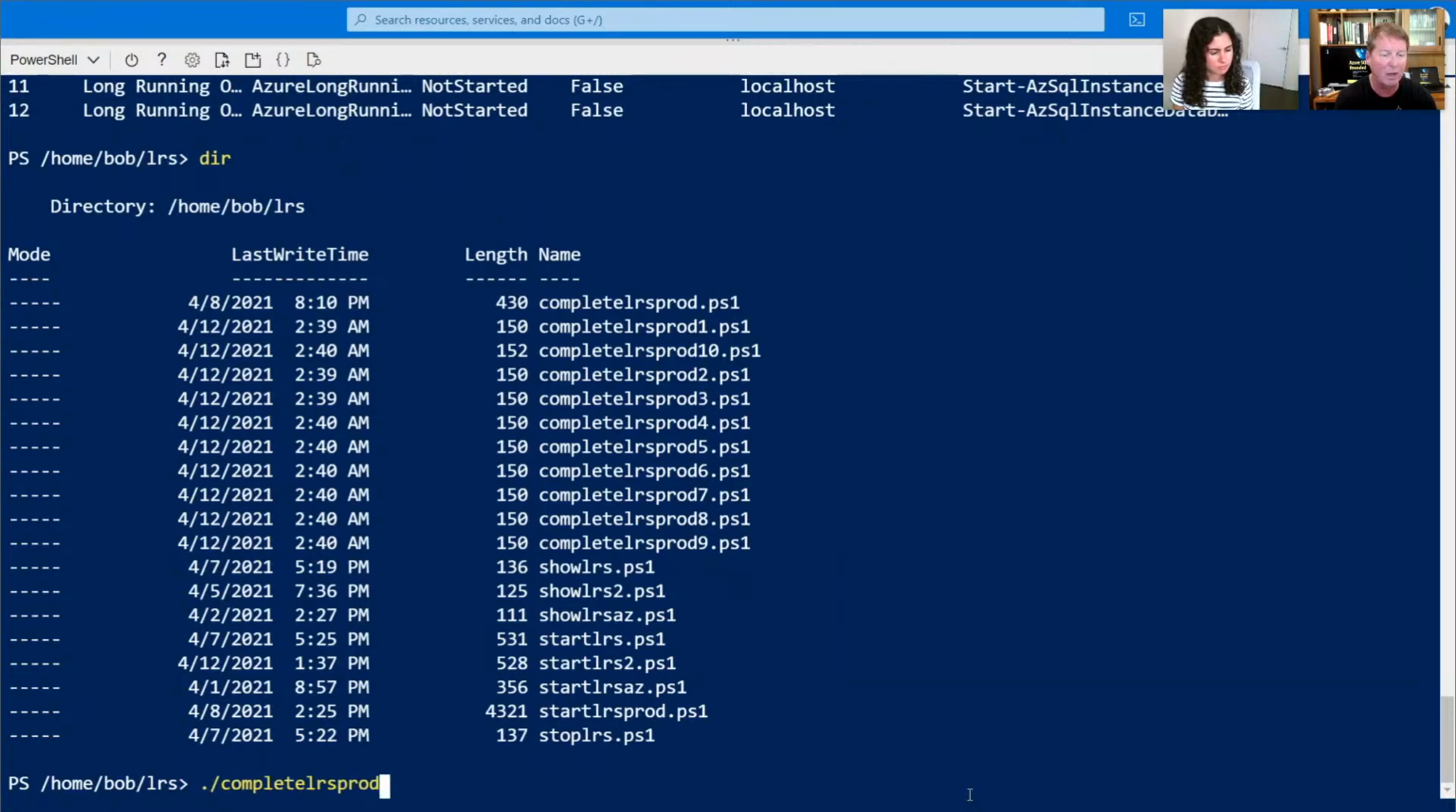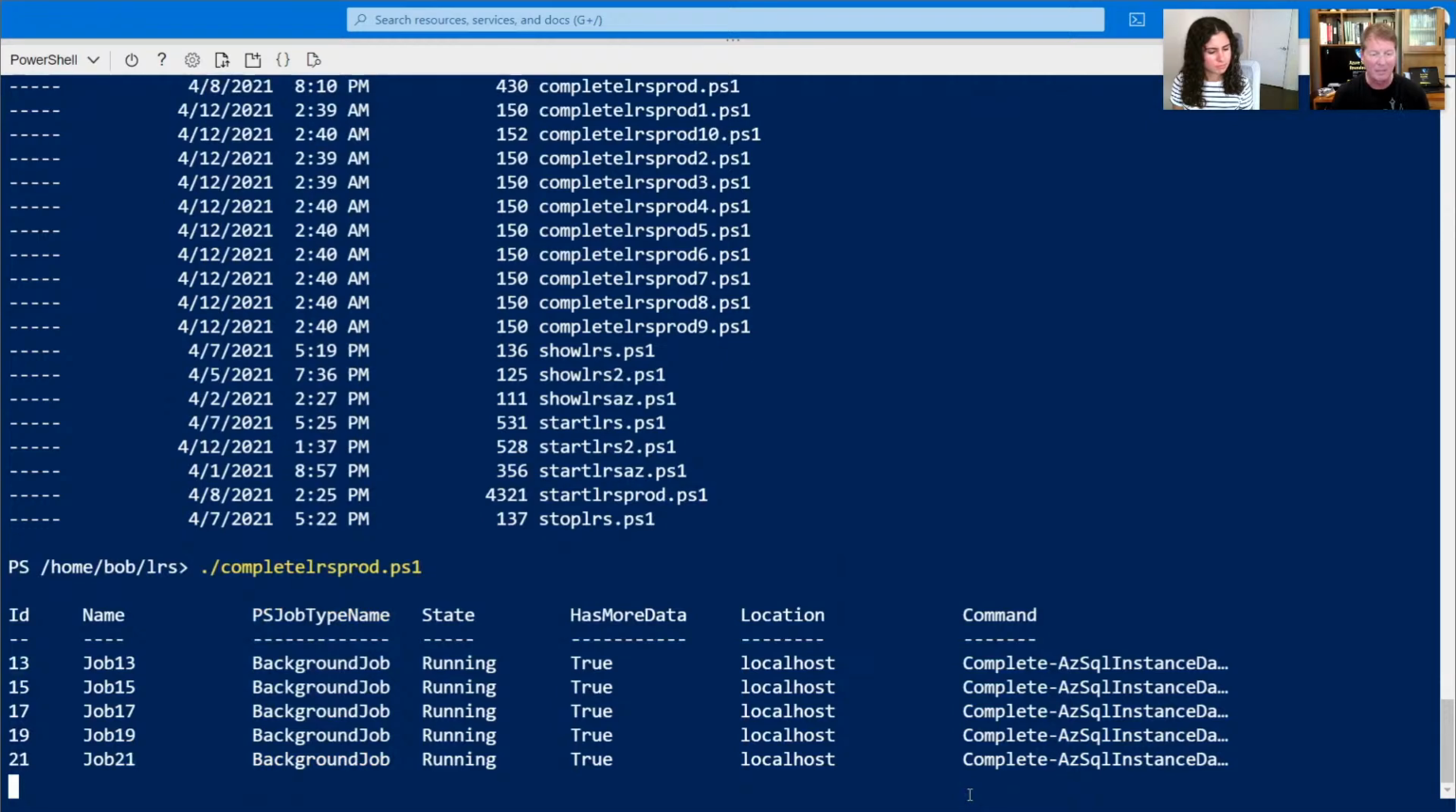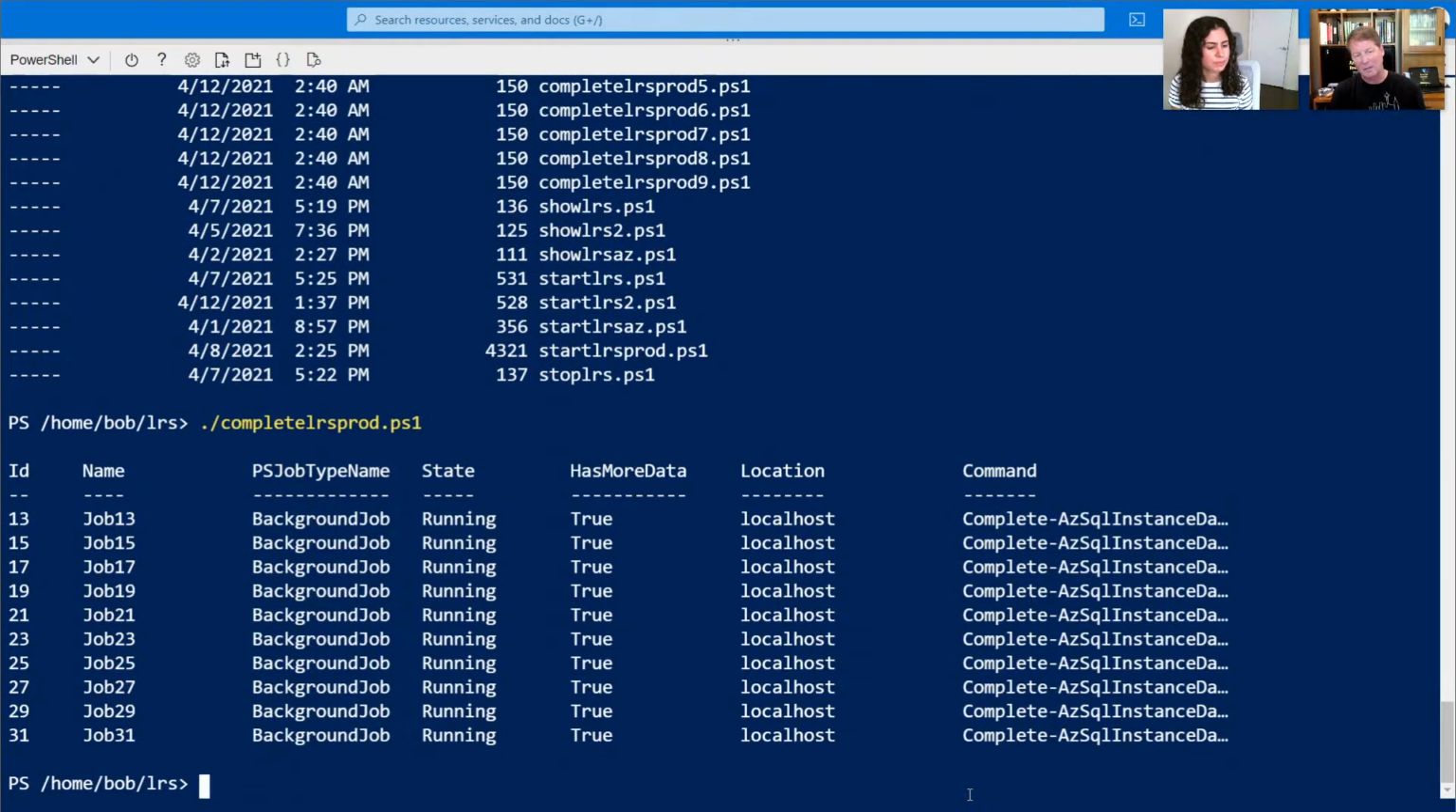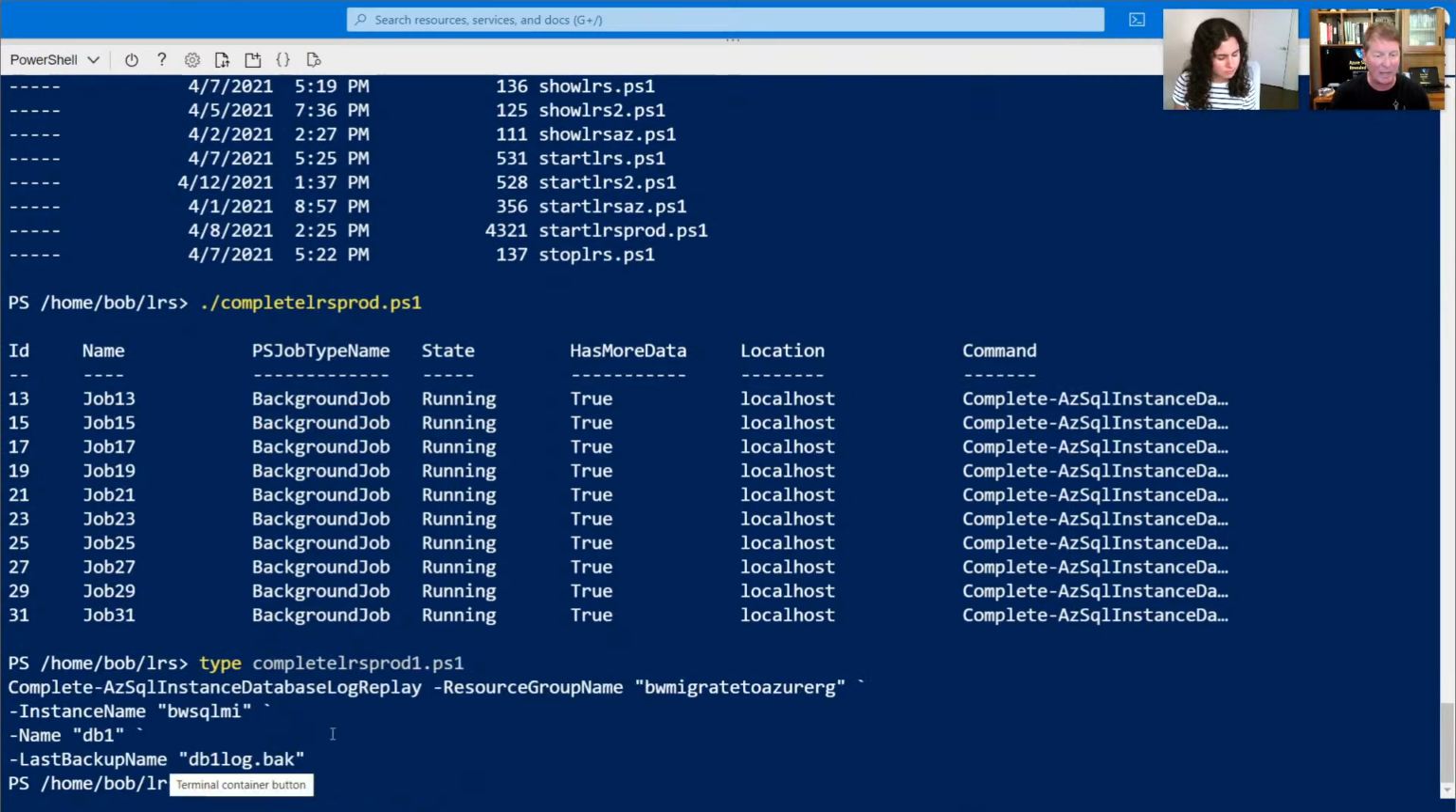Complete LRS prod.ps1. Let's run it. Now this is a little bit different. The completion doesn't have this as a job parameter, so I'm doing something interesting. I'll show you an example of one of these. I'm using the power of PowerShell jobs. So this complete LRS just calls a bunch of different scripts, and one of them looks like this. I'm going to actually run this right here, this complete, but I'm running it separately as an Azure job.